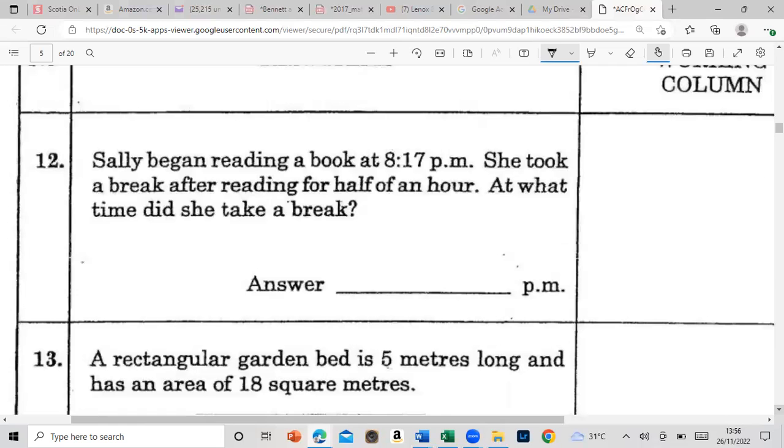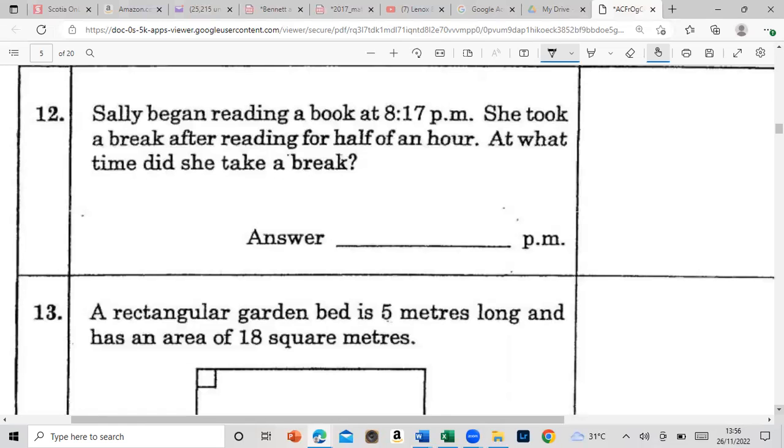Alright. Sally began reading a book at 8:17 p.m. She took a break after reading for 1.5 hours. At what time did she take a break? So she started at 8:17 and 1 hour and 30 minutes later she stopped reading it. So let's go. So that's a 7. So at 9:47 p.m. that's when she took the break. Pretty straightforward, eh?